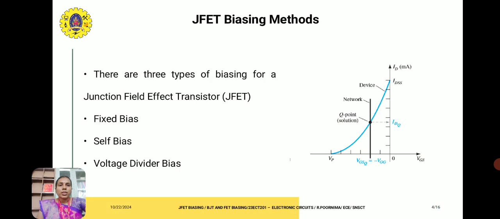And JFET biasing methods. There are three types of biasing for a junction field effect transistor: fixed bias, self bias and voltage divider bias. In this diagram we can see the operating point, the Q point.